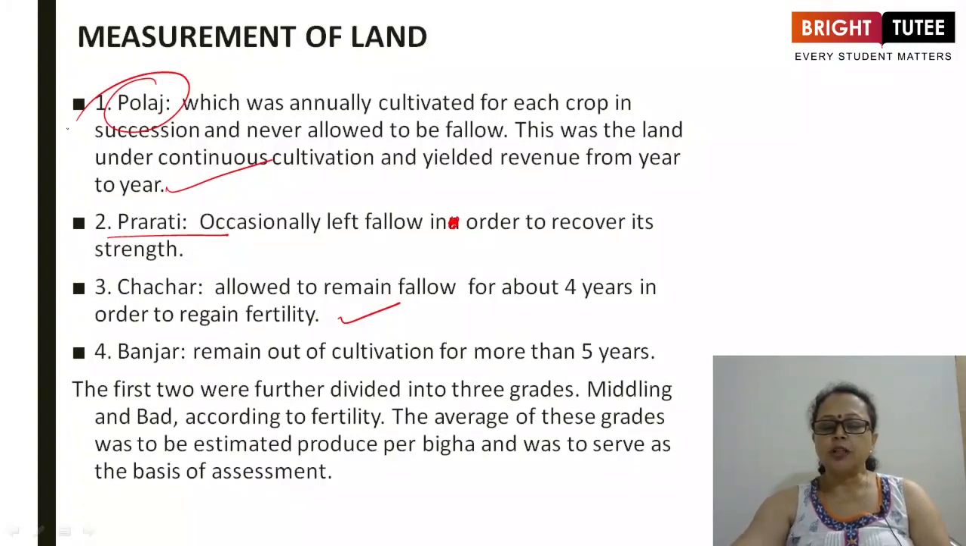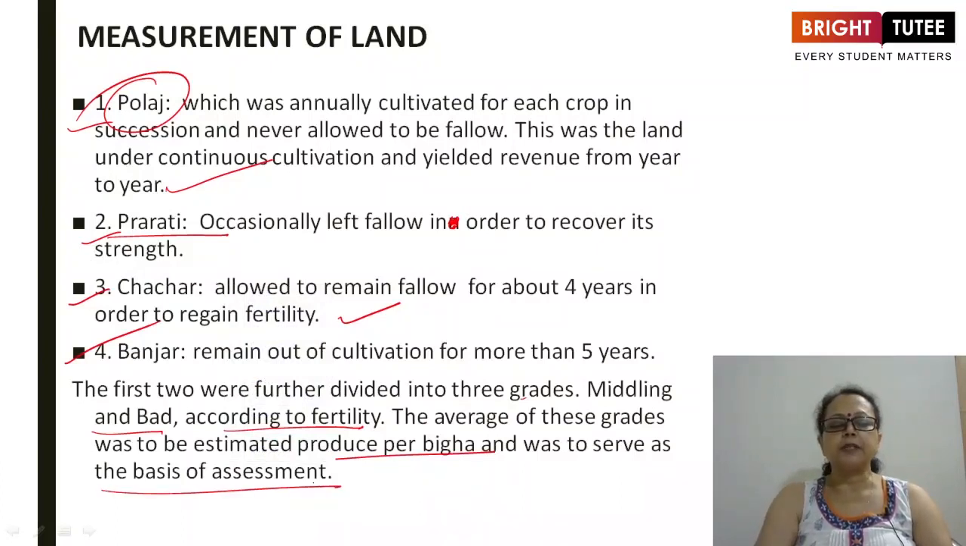So these are the four categories of the land, and according to that, with this measurement of the land only, the revenue was supposed to be paid. The first two were further divided into three grades: good, middling and bad according to fertility. The average of these grades was to be estimated as produce per bigha. This was to serve as the basis of assessment. So on this basis only the assessment had to be done.